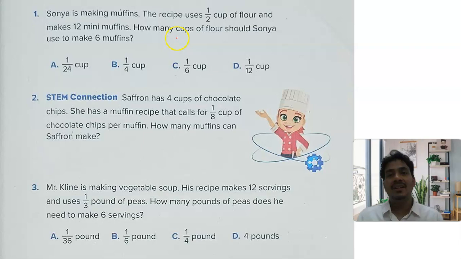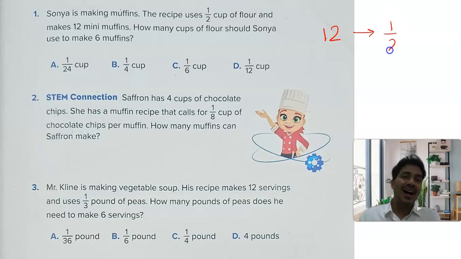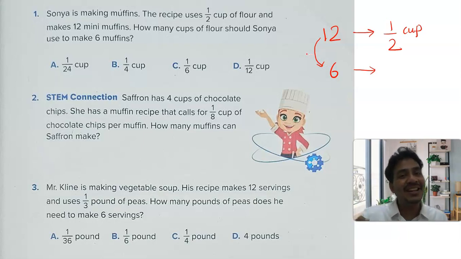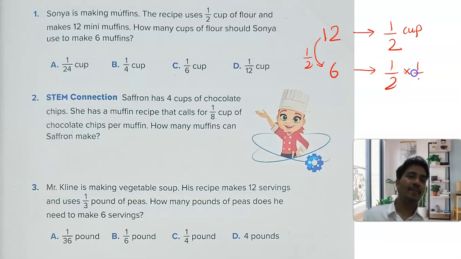Sonia is making muffins. The recipe uses 1/2 cup of flour and makes 12 mini muffins. How many cups of flour should Sonia use to make 6 muffins? Now, for 12, they are using half a cup of flour. For 6, how much will they use? As you can see, half of 12 is 6. So, what is half of half? That's the answer, half of half.